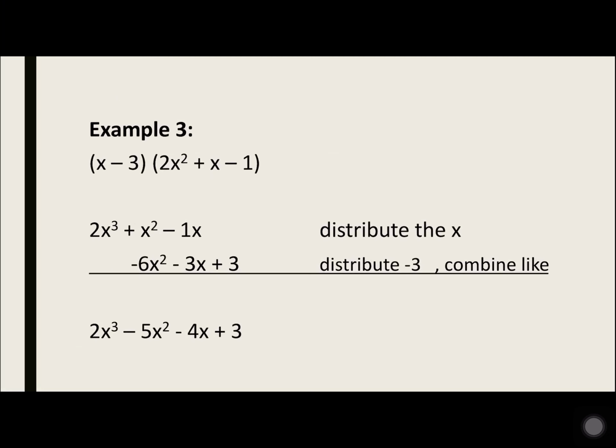Example 3, distribute the x. X times 2x squared, 2x cubed. X times x is x squared. X times negative 1 is minus 1x.